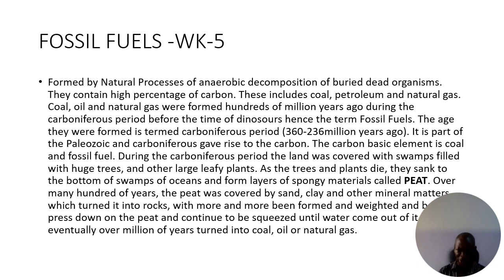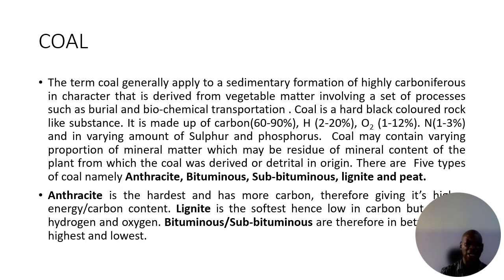During the Carboniferous period, the land was covered with swamps, filled with huge trees and other large leafy plants. As the trees and plants died, they sank to the bottom of swamps and oceans, and formed layers of spongy material called peat. Over many hundreds of years, the peat was covered by sand, clay, and other mineral matter, which turned into rocks, with more and more being formed, pressing down on the peat and squeezing it until water came out of it. Eventually, over millions of years, they turn into coal, oil, or natural gas.